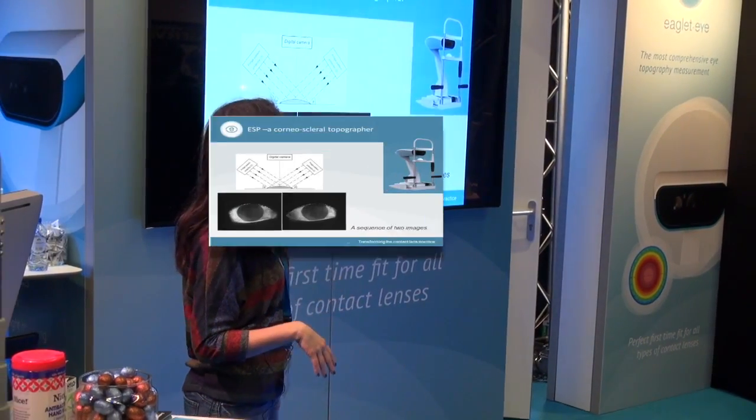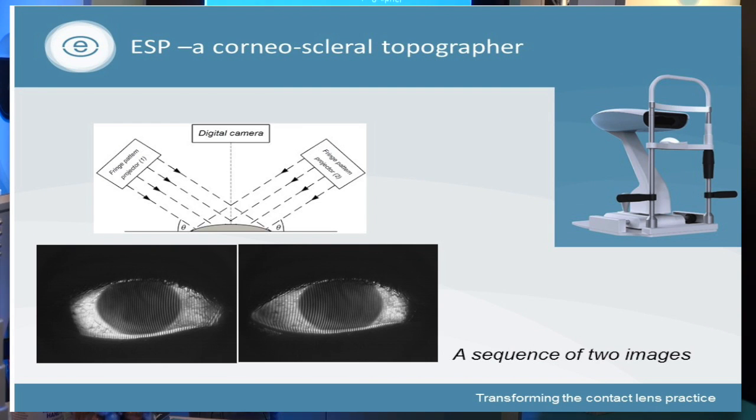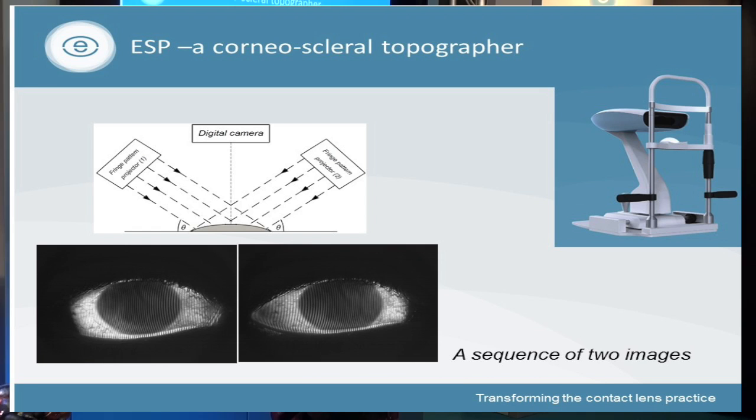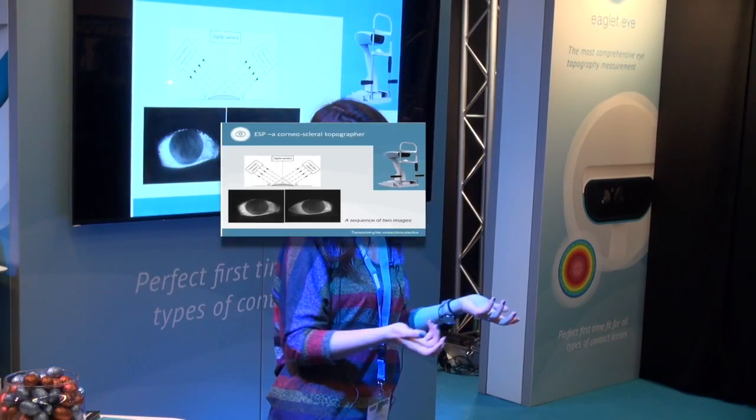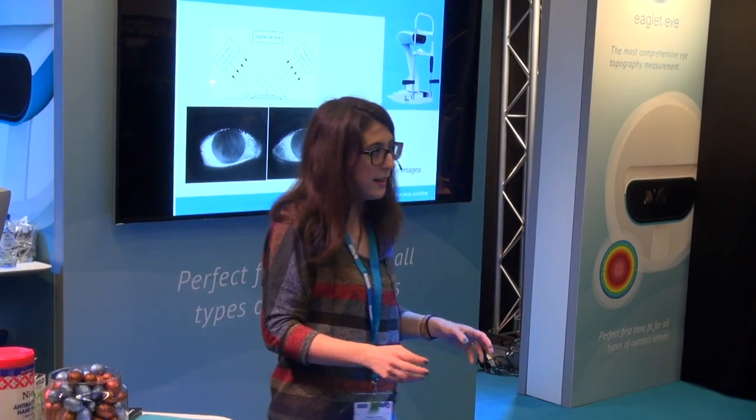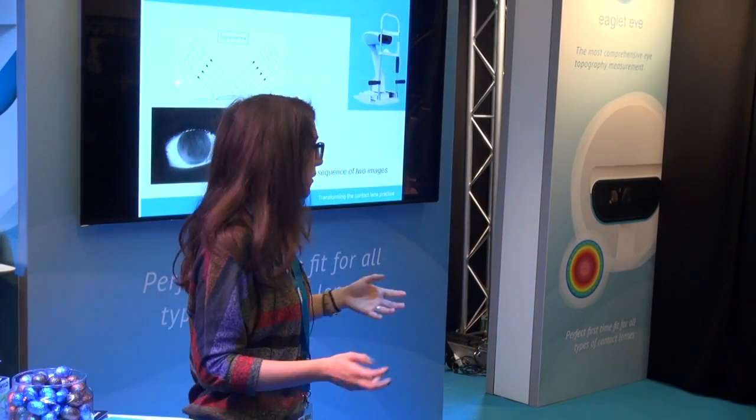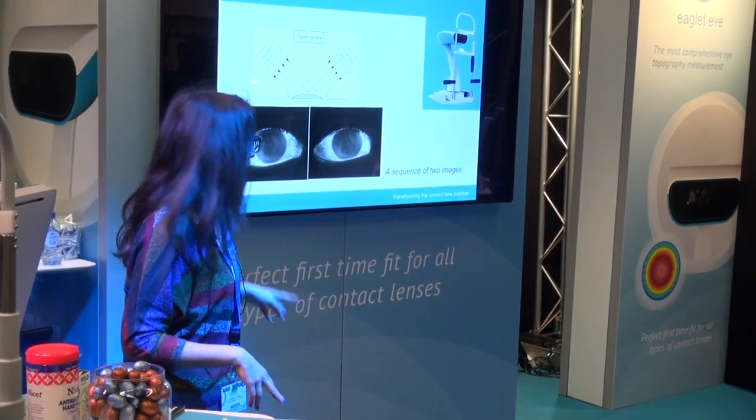Basically, it's composed of a digital camera and two projectors. When you acquire the image, every time that you click the button, there are two big flashes in just a fraction of a second, but the patient doesn't realize. It's so quick that they don't notice. But two different images are created.